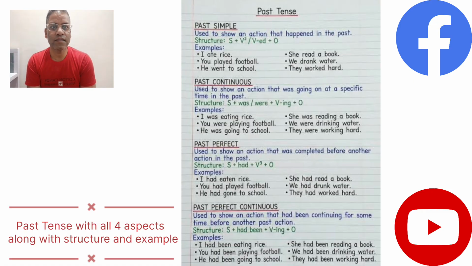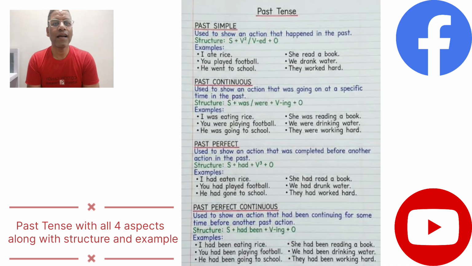So again, this is the past perfect, and you as a third person singular or plural, you had played football. We had drunk water. Likewise, he had gone to school. Likewise, then they had worked hard. Again, in the last sentence, we do not have an object. We have simply an adverb that acts as a complement.